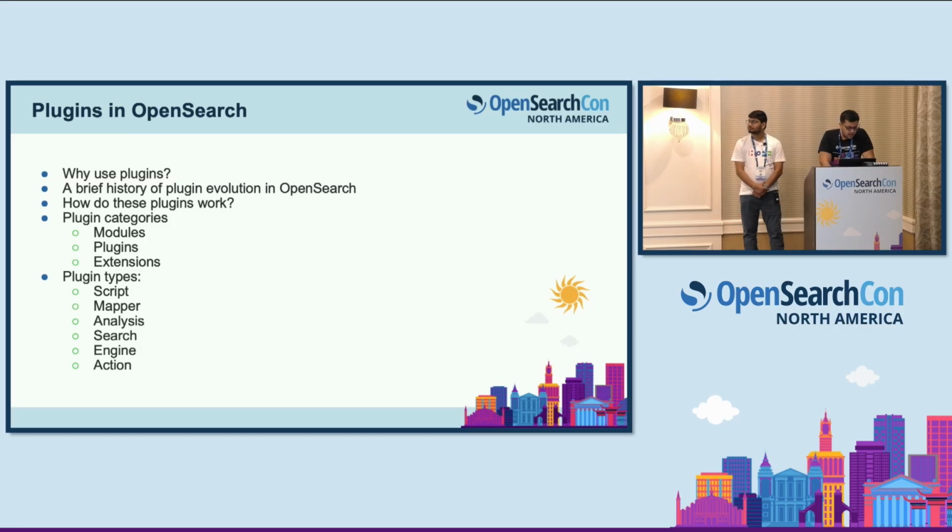Now, what are the different plugin categories? Broadly, plugins in OpenSearch can be divided into three parts. The first one is modules. These are packaged with OpenSearch, even the minimal distribution.